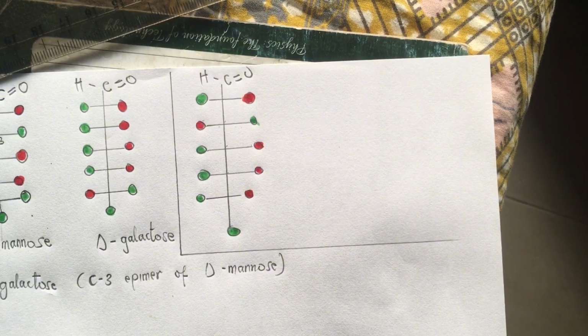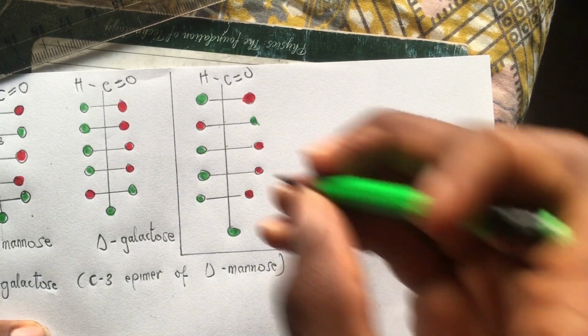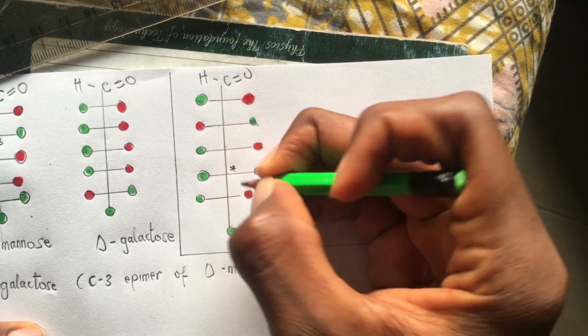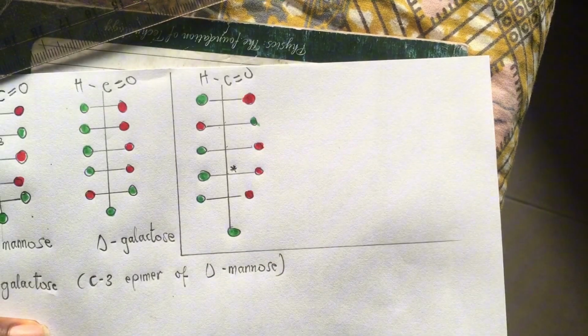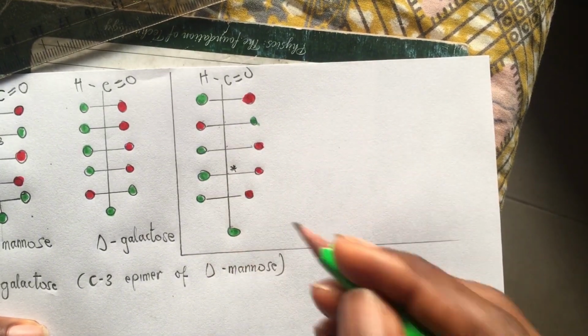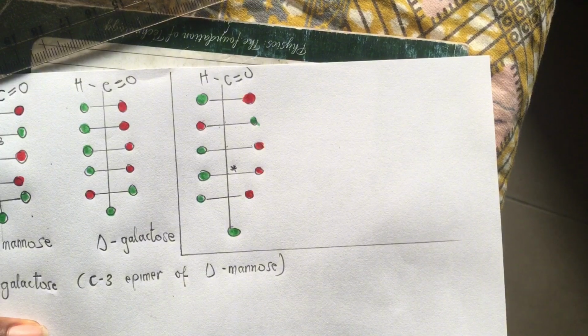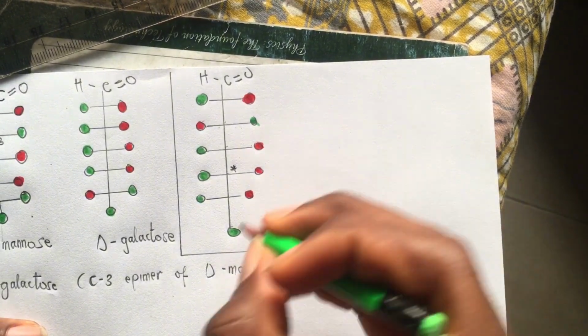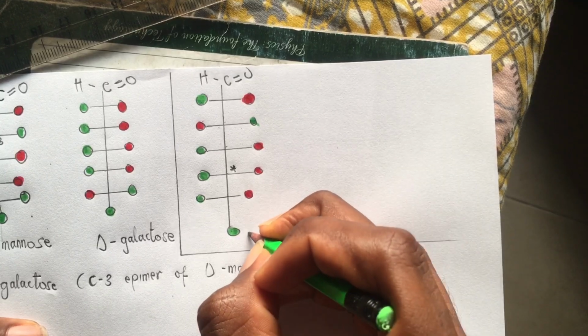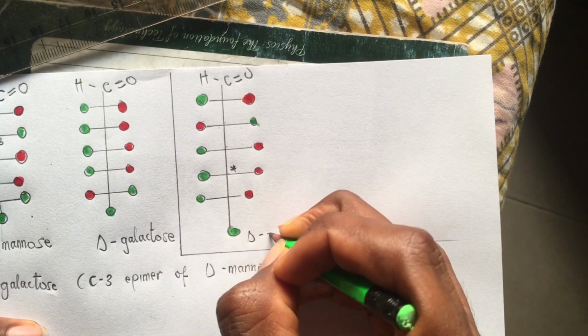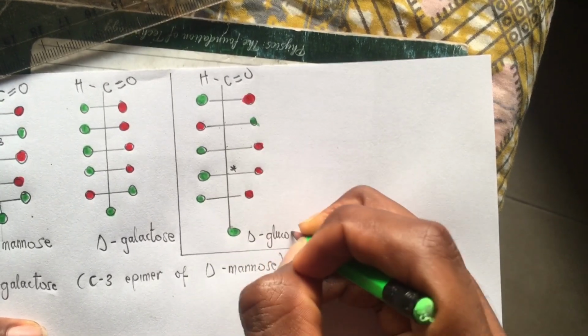What you have to note is that this is our penultimate carbon, the last chiral carbon along the chain. This one is not a chiral carbon because you can see that two identical groups of atoms have been bonded to it, so it's not a chiral carbon. Now you can see that the OH group is on the right, so D-glucose. So this is the original structure for D-glucose.